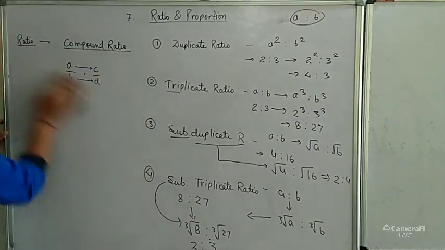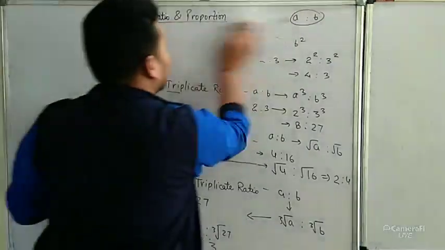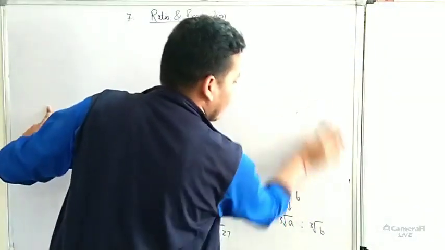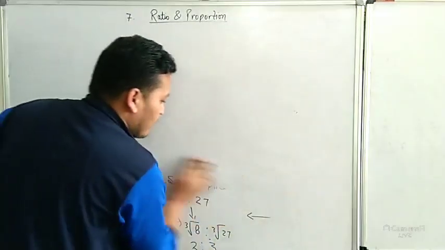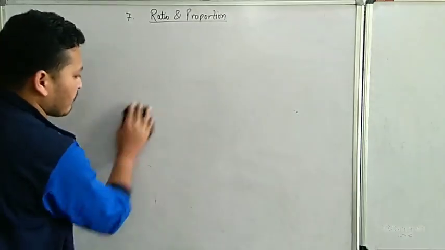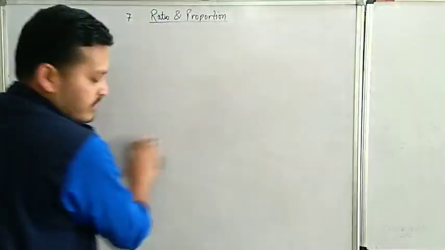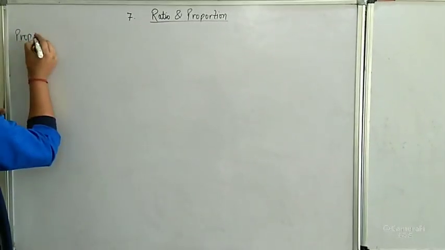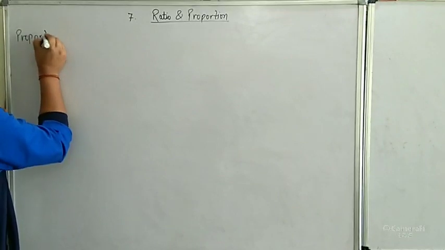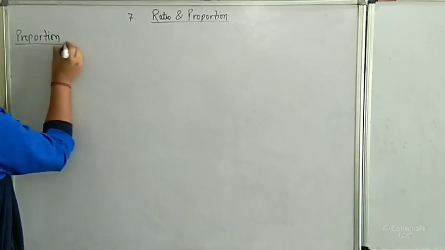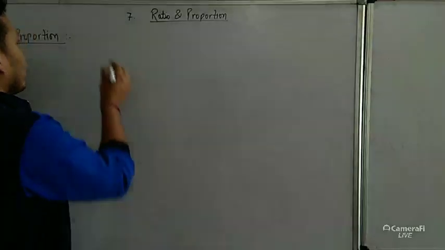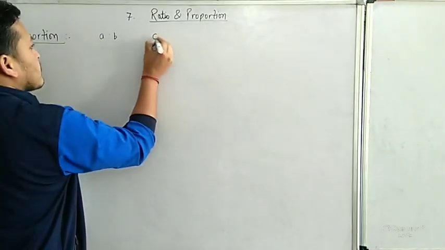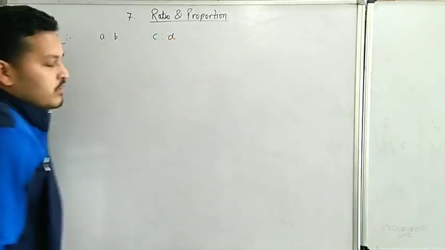Then after that the topic is proportion. As you know about the proportion, you are already familiar with it from your previous classes, so I am just starting from the basics of the proportion. The next topic is proportion. When you are given the ratio A ratio B and a second ratio C ratio D.